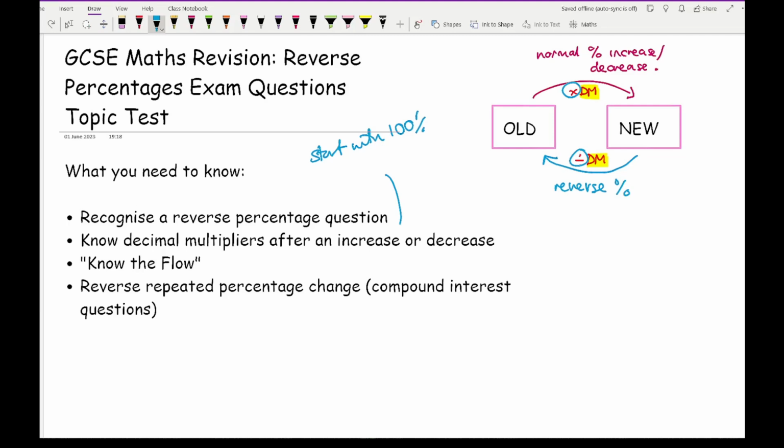But again, it is covered in this topic test, so I'll highlight it when we go through it as a particular question. Now again, if you're wanting to go in more detail or haven't got a clue about reverse percentages, then I strongly recommend that you watch the lesson that's attached to this video in the description.